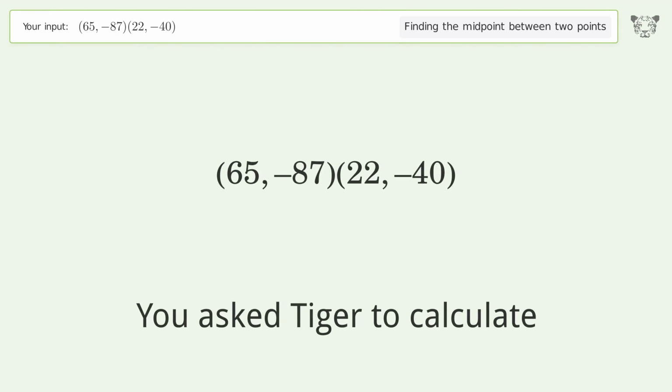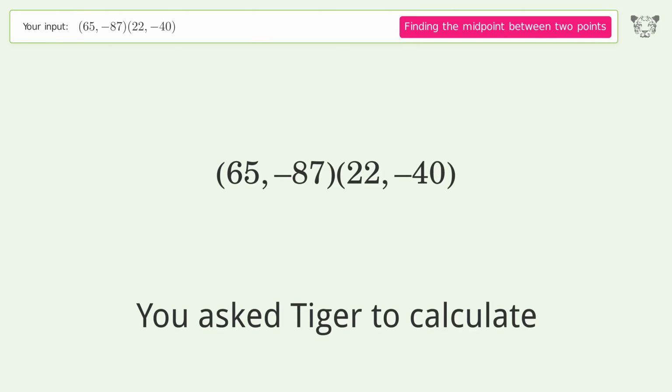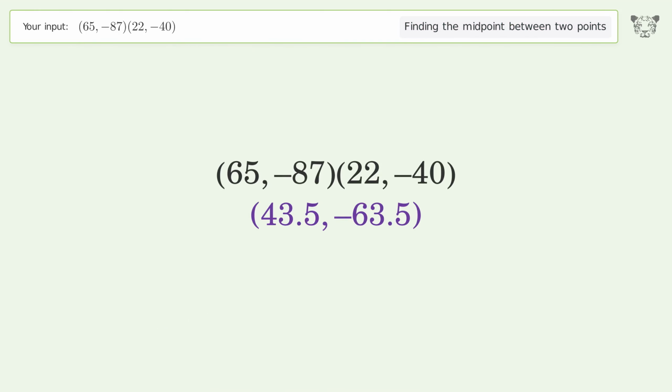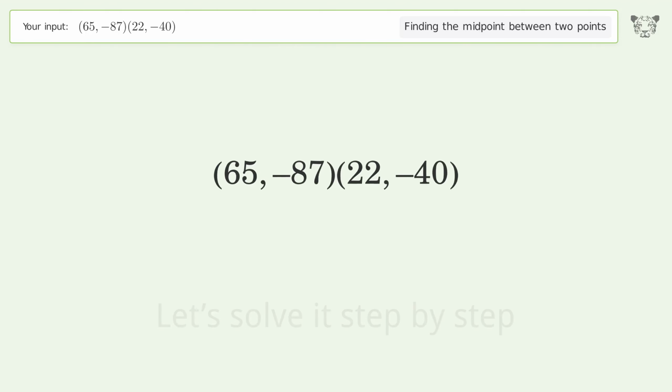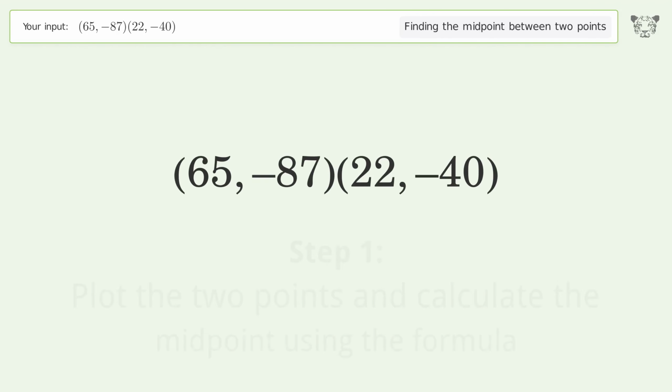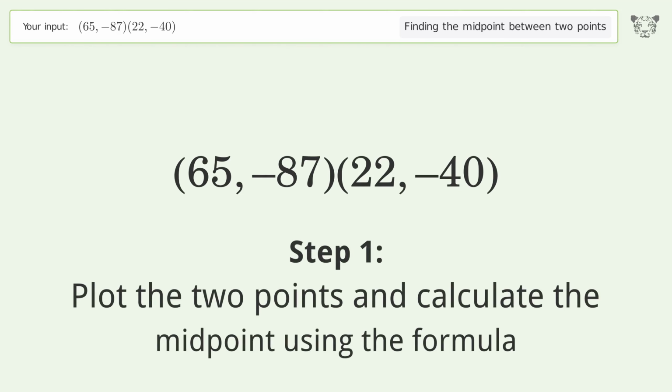You ask Tiger to calculate. This deals with finding the midpoint between 2 points. The midpoint between the 2 points is 43.5, negative 63.5. Let's solve it step by step. Plot the 2 points and calculate the midpoint using the formula.